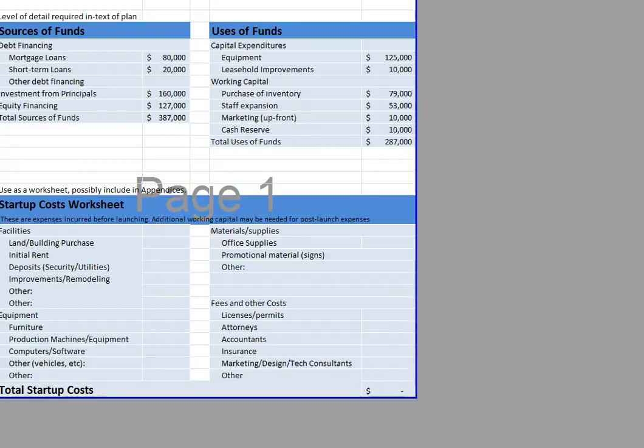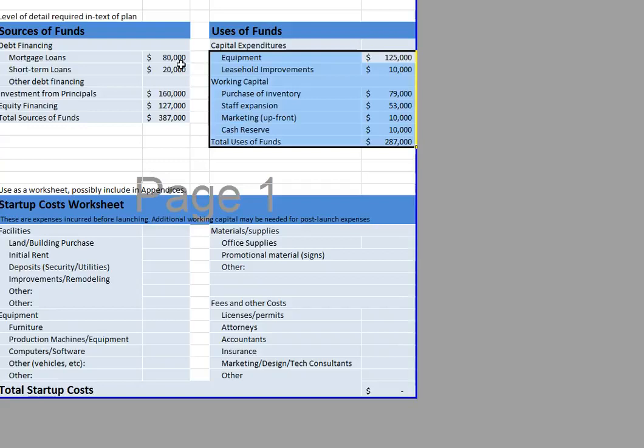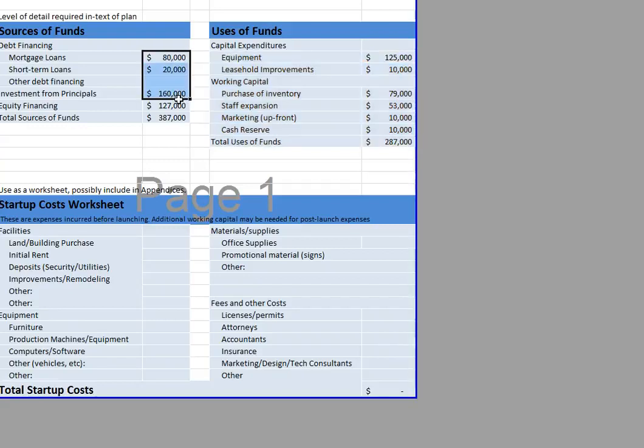So we're continuing on with this example. So you've calculated how much money you need to get started, and then you've figured out where you can come up with money, and the total sources of funds should match the total uses of funds. So in this case, it doesn't. We need to change that to 287.